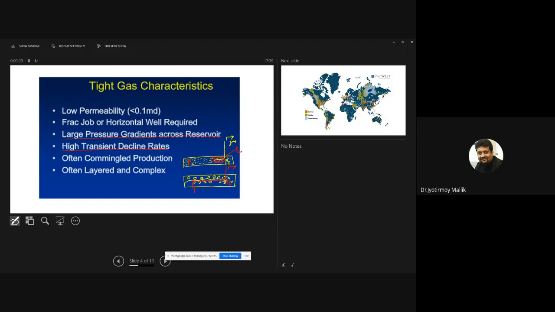Okay. So what I mean by that, for example, in a conventional oil and gas, I have a very fixed, for example, GOC, gas oil contact, right? So if I drill here, I will only produce gas. But if I drill up to this and then perforate here, I will produce oil. But such a boundary is often not very well demarcated in case of tight gas. Okay. So there is a chance of commingling of production, often layered and complex. I'll explain this one as well. These 2 points I will explain in a moment: high transient decline rates, and layered and complex.